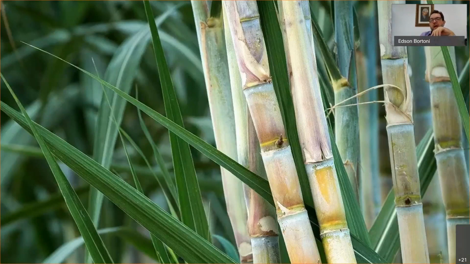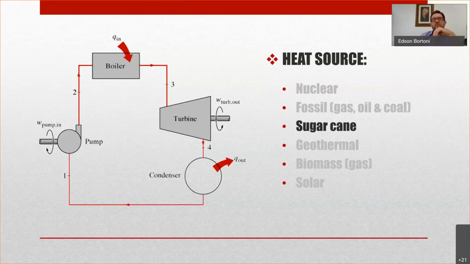And also you have the bagasse. After taking the juice from the plant, you have the bagasse, and the bagasse can be burnt to have the heat we need to run the Rankine cycle. So we have here the sugar cane and bagasse, burned to give heat to the boiler.